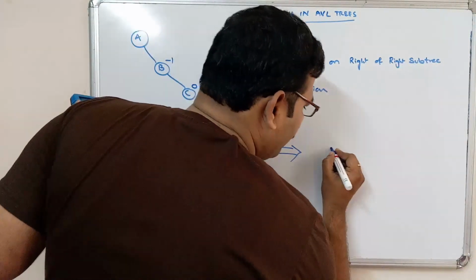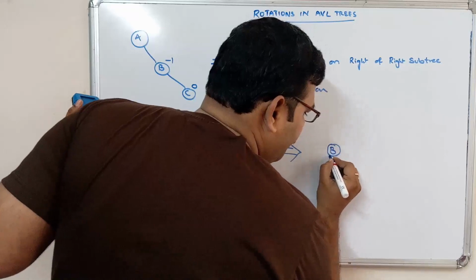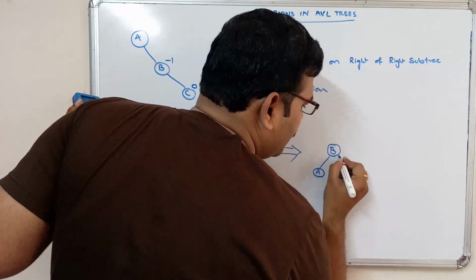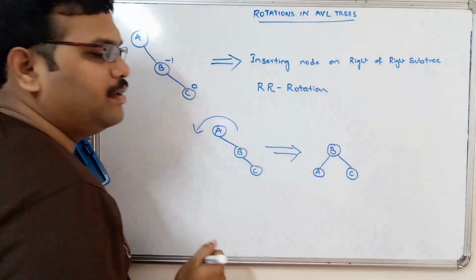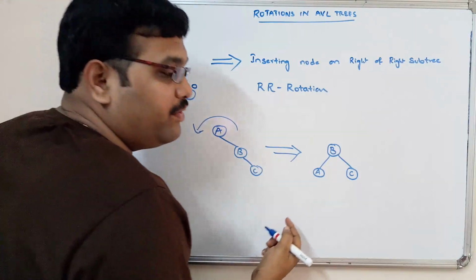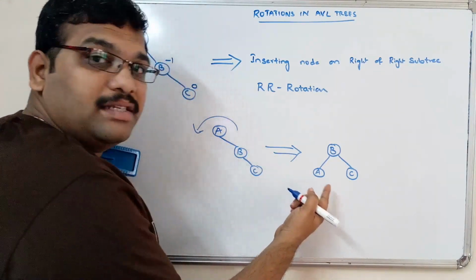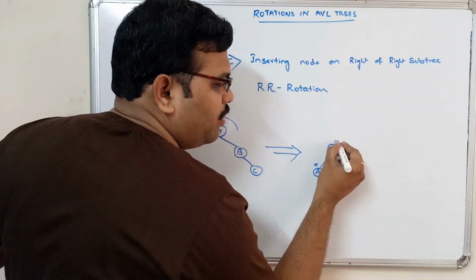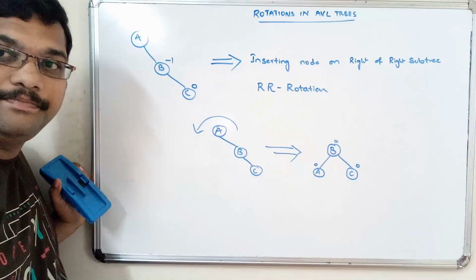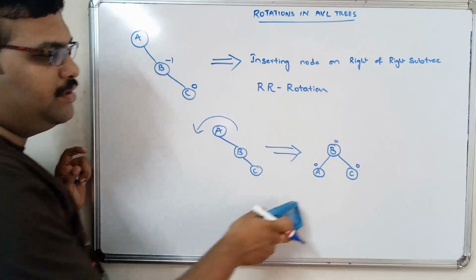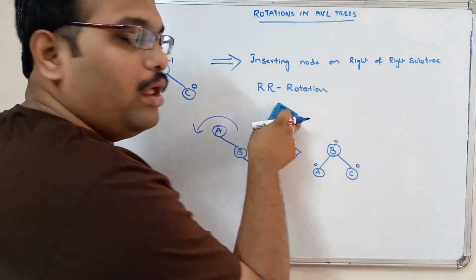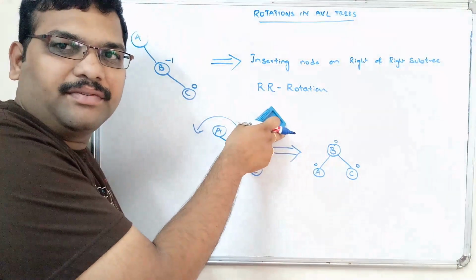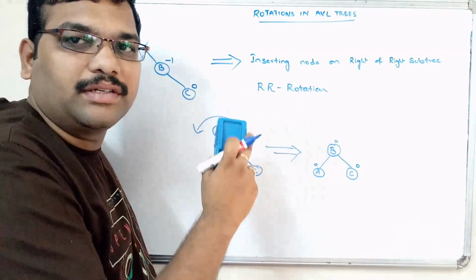After rotating, we will get B, with A as the left side and C as the right side. If you again apply the AVL check and find the balancing factor for this one, it will be 0, 0, and obviously it will be 0. So this is called RR rotation, right rotation.